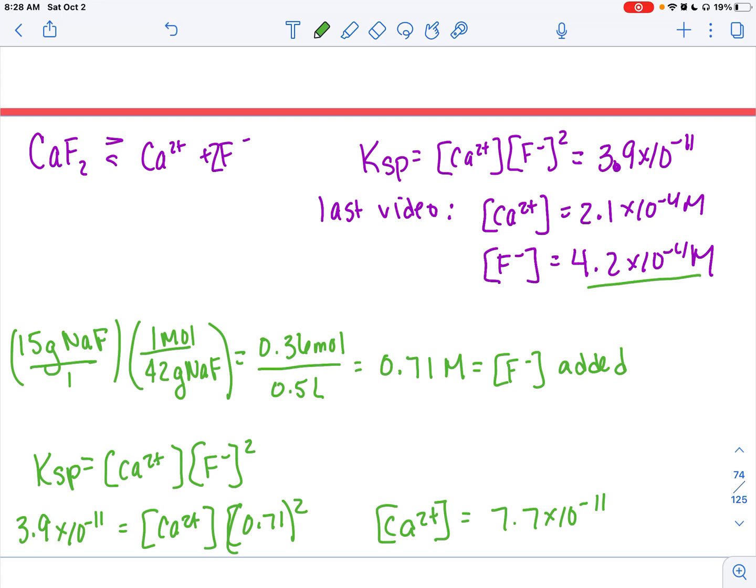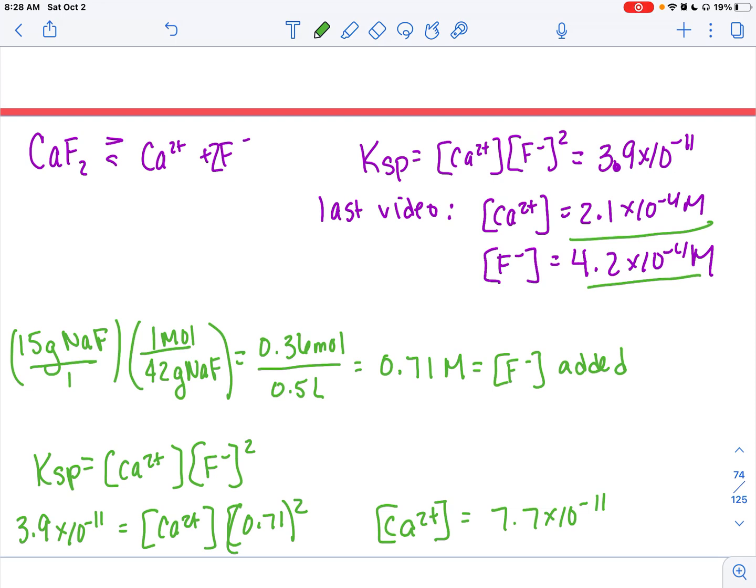That is way less than 2.1 times 10 to the negative 4, which is what we got last time. So with no common ions, our concentration of calcium was 2.1 times 10 to the negative 4. As soon as we throw that common ion of F minus in, throw some extra F minus, now our solubility or our concentration of calcium goes way down, 7.7 times 10 to the negative 11.